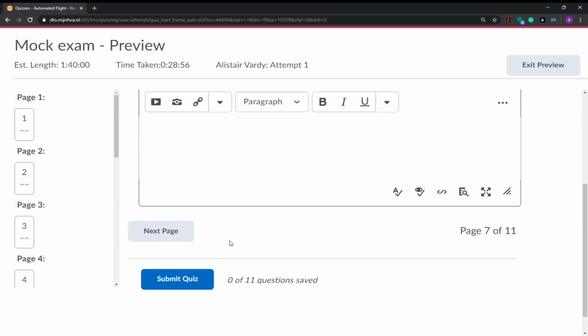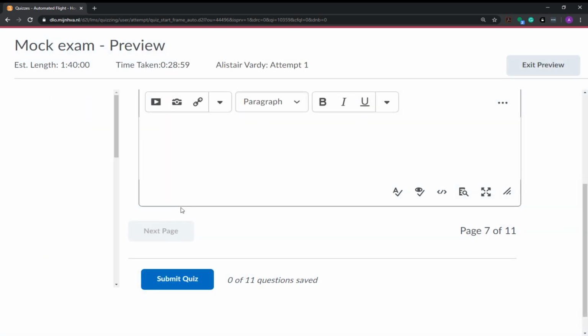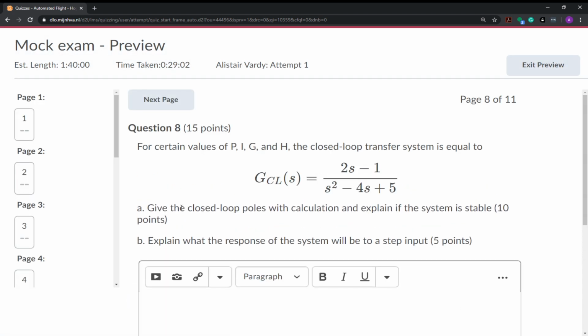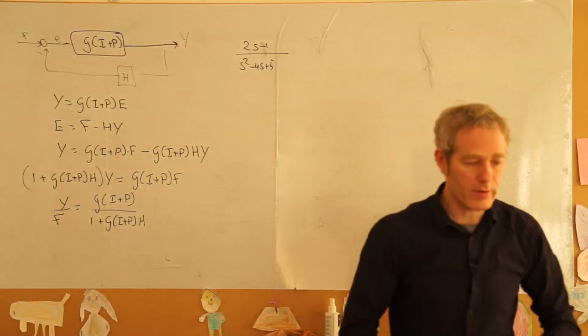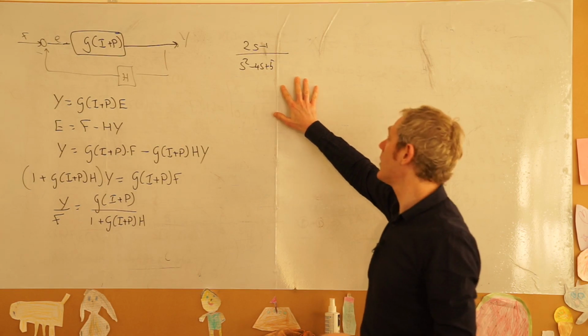So we'll go to the next question, and here we have a specific transfer function. So we have, I'll just copy this, (2s - 1)/(s² - 4s + 5). So now we've copied this, and the question is, give the closed loop poles.